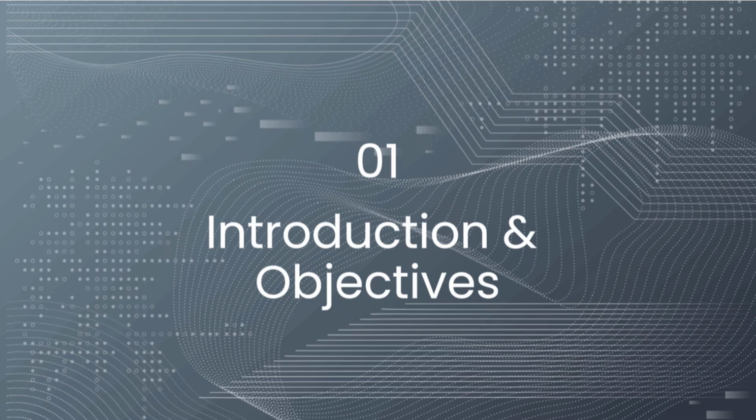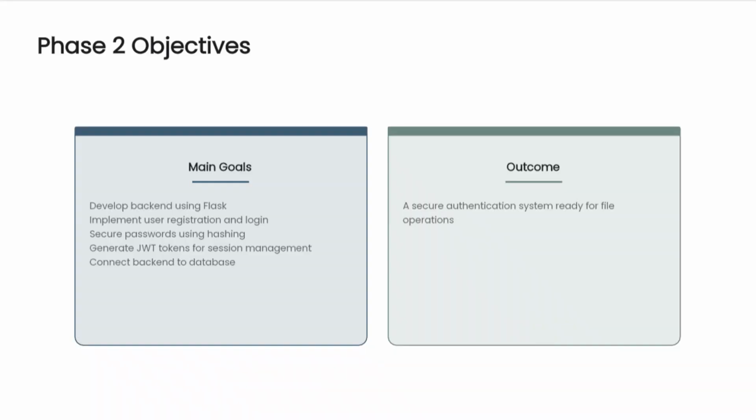Introduction and objectives. So, what we were trying to achieve in phase 2. The core problem we are solving is this: any file sharing system is only as good as its security. If we can't verify who is accessing the system, we can't protect what they are accessing.